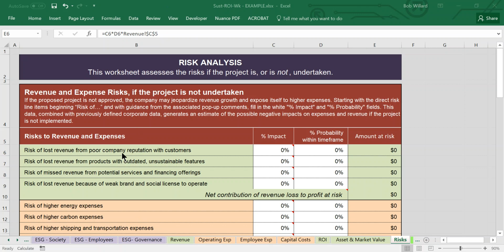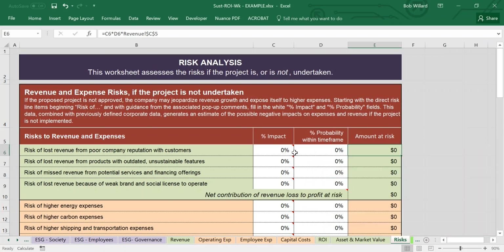So we're going to start off by taking a look at the revenue side of the equation and look at whether or not, if the project of retrofitting the headquarters building was not undertaken, this would negatively impact the company reputation with its customers and have an impact on revenue. And similarly for the other 4 revenue streams that we've looked at before. So you're going to put in the percent impact that might be likely.